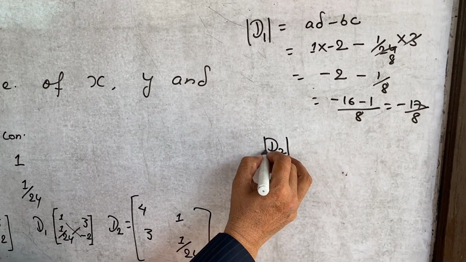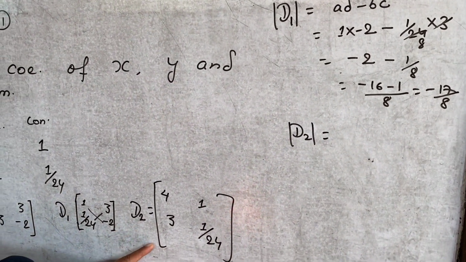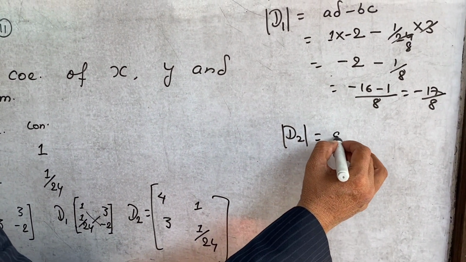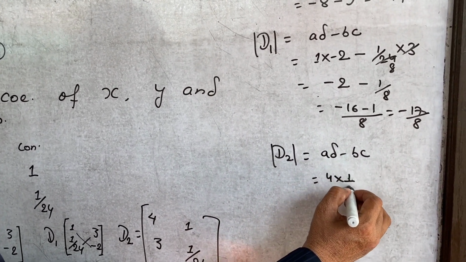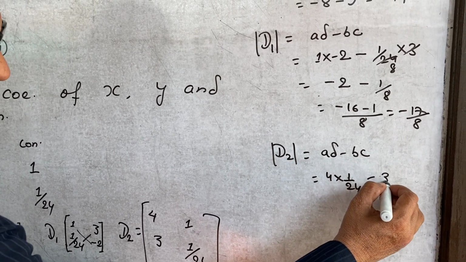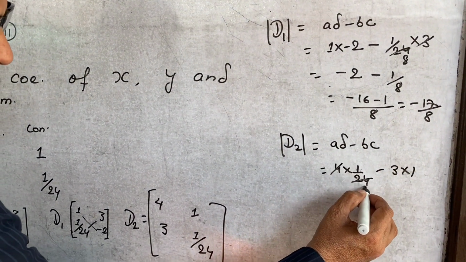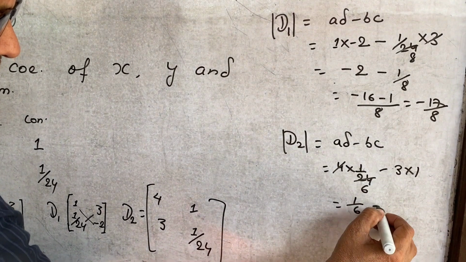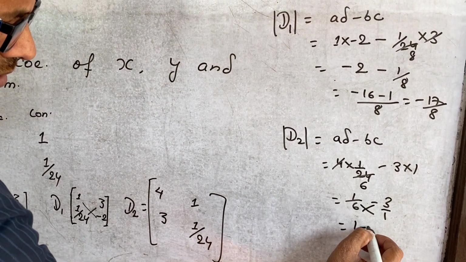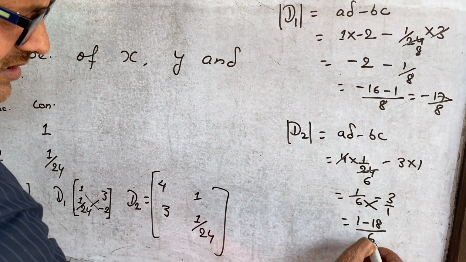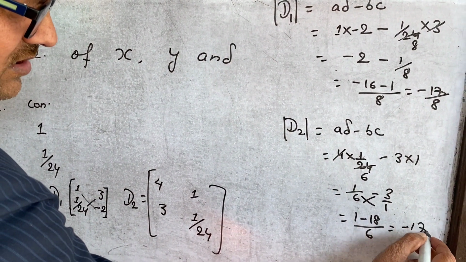D2, determinant of D2, AD minus BC: 4 into 1 by 24 minus 3 into 1, 6, 1 by 6 minus 3. Now multiply 1 minus 18 by 6, that means minus 17 by 6.